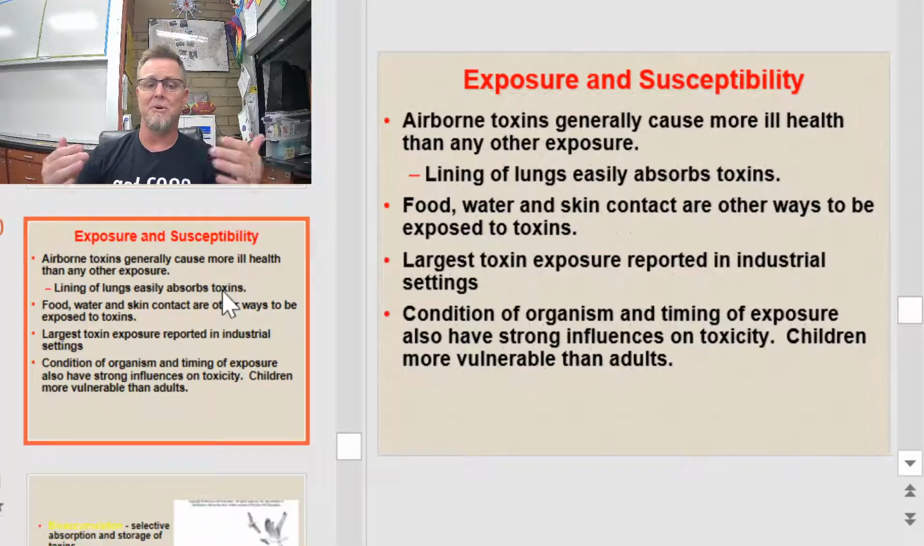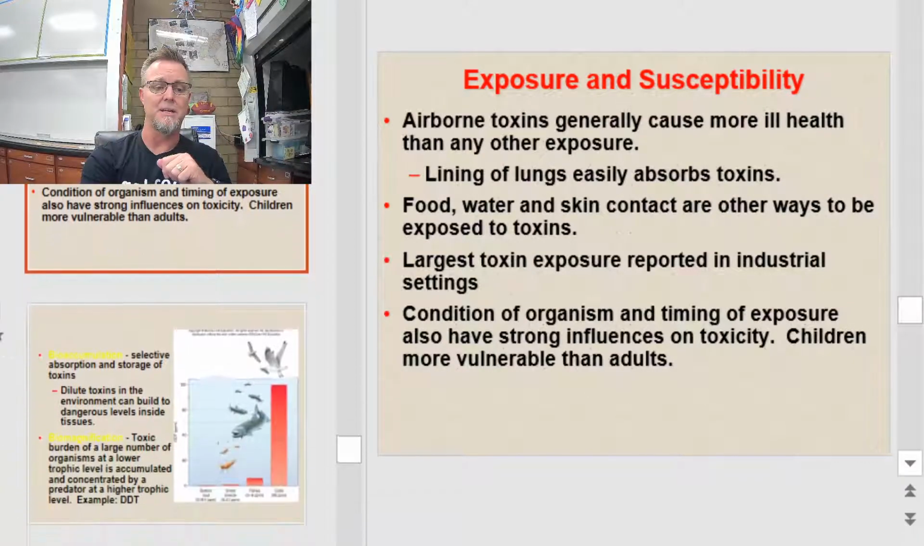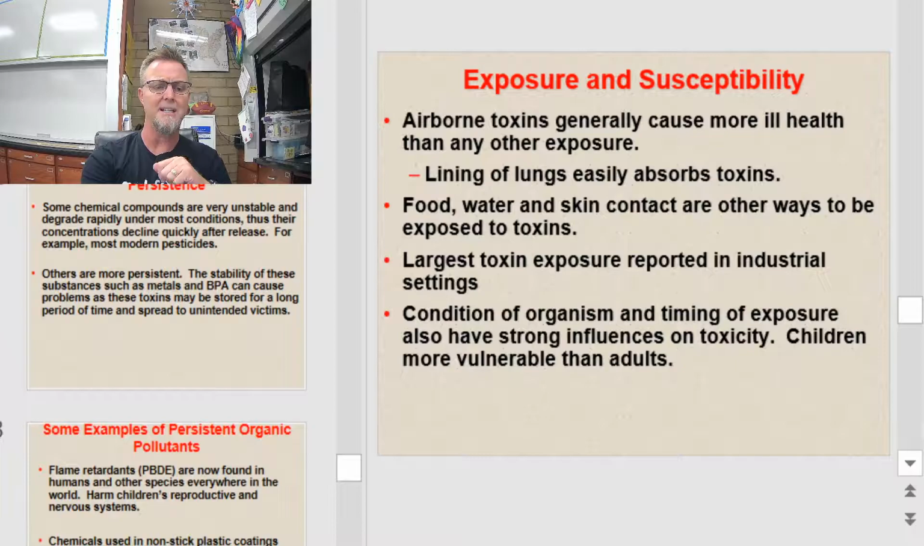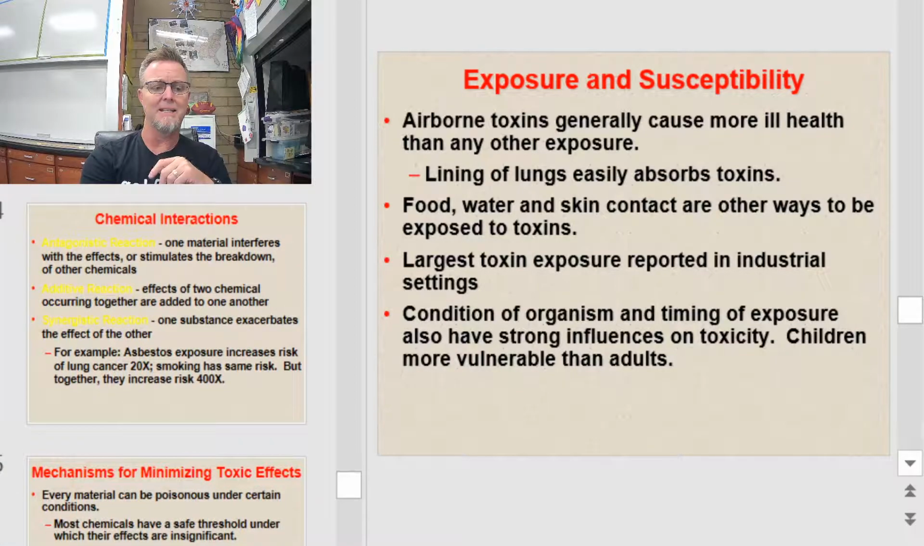But in those cases, you often have to have direct contact. You have to put your hands in it. You got to eat it, stuff like that. The largest toxin exposure reported is in industrial settings. So factories, things like that. The condition of the organism and timing of exposure also have strong influences on toxicity. Children are definitely more susceptible than adults when it comes to this idea of impact of toxicity.